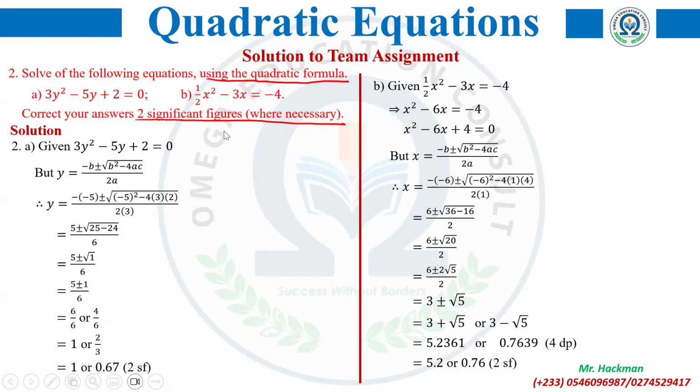But the question asks us to give our approximation to two significant figures. So it means where necessary. This is a whole number, just a single number, so it's not necessary. You cannot take it to two significant figures. With this one, 2 over 3 will give us 0.6666 recurring. But if you take it to two significant figures, you get 0.67. Take note. And for part a, I guess my point is well made here, my professors.